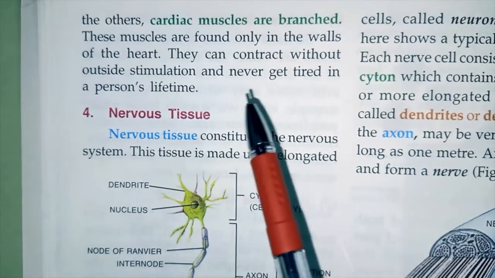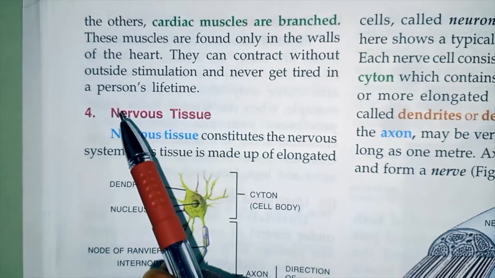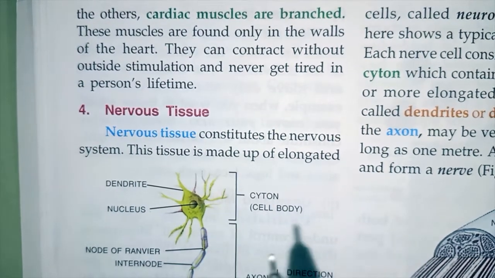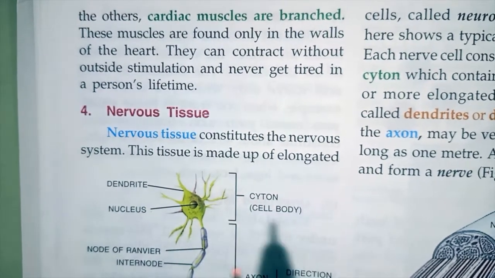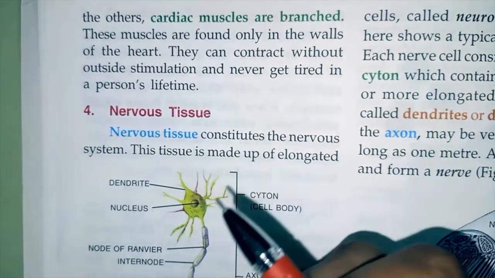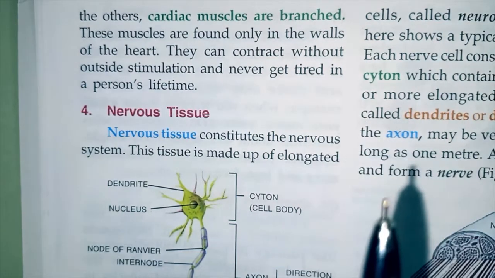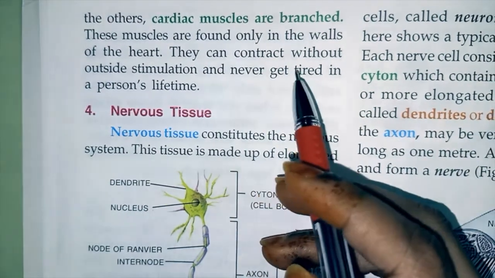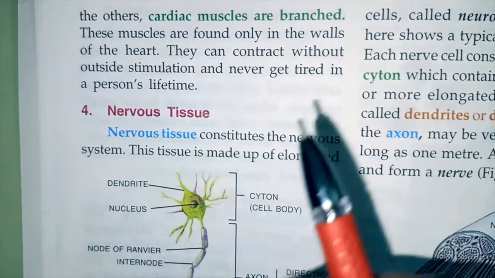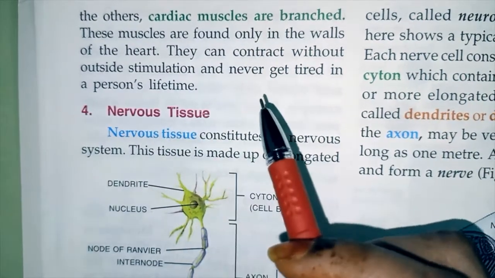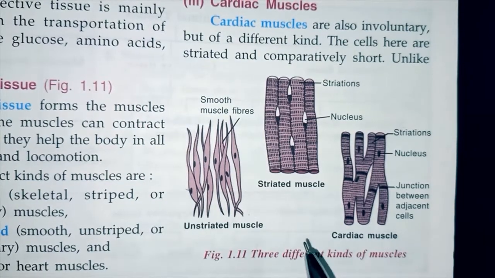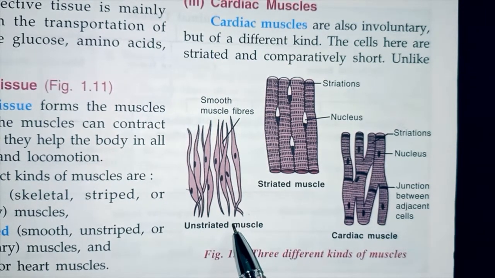So as I already told you, they are present in the heart and they never get tired. Heart क्या होता है? They just go on beating. Okay? Heart तो हमेशा beat करता है. Heart beat stop नहीं होता है unless and until the person is alive. हार्ट हमेशा कॉन्ट्रैक्ट होता है ना. So which tissue is present? They are cardiac muscles.